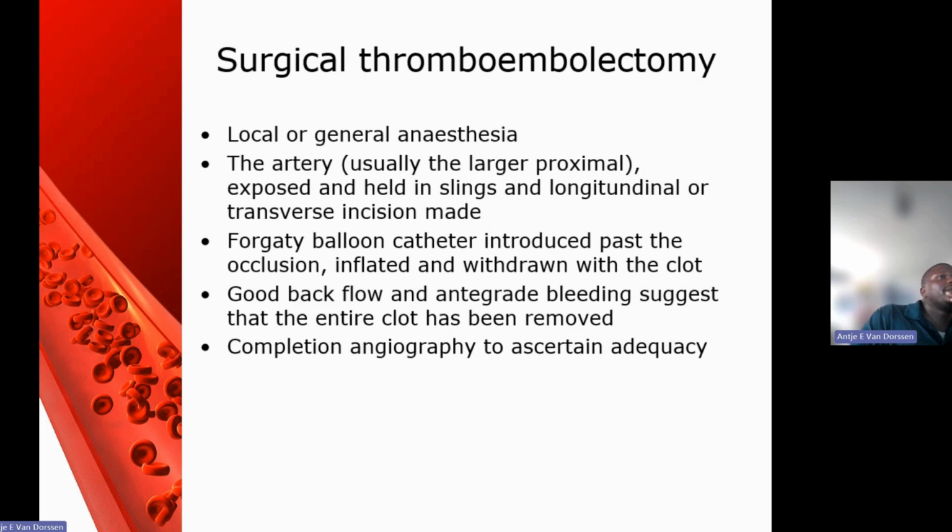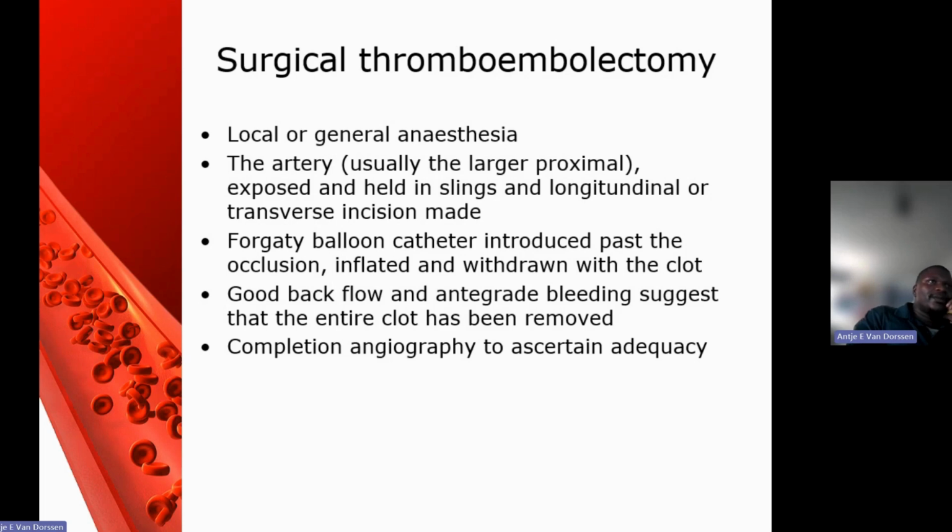And then this one is a surgical thromboembolectomy. It's what we are kind of used to. You can also do it under local or general anesthesia. So the artery, usually the larger proximal part, will be exposed, and then we will put slings around the artery, and then we can make either a transverse or longitudinal incision. Most surgeons will say that the transverse is much better because it prevents narrowing of the lumen. If you do a longitudinal incision, sometimes you need to use a patch to close that vessel to prevent narrowing of the lumen.